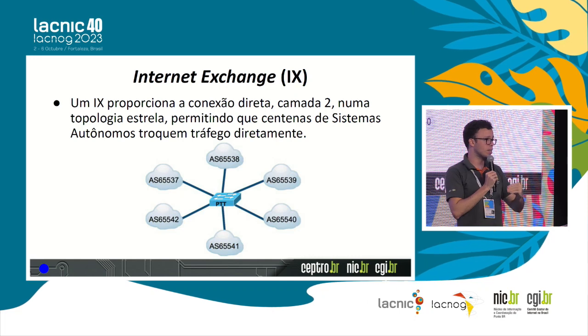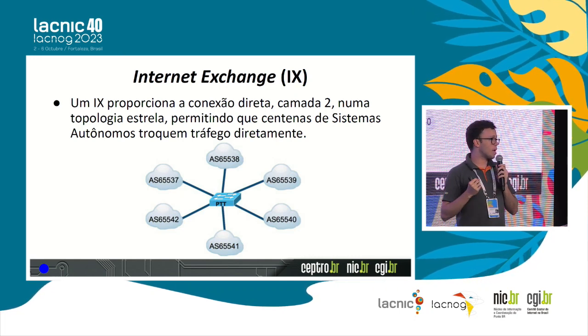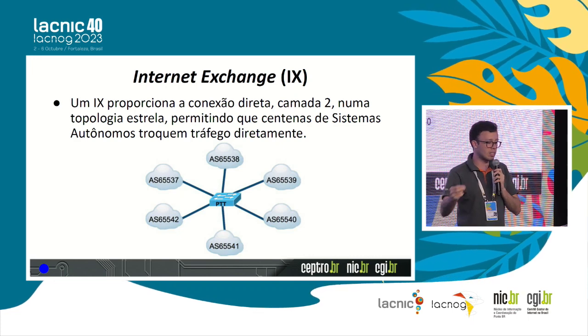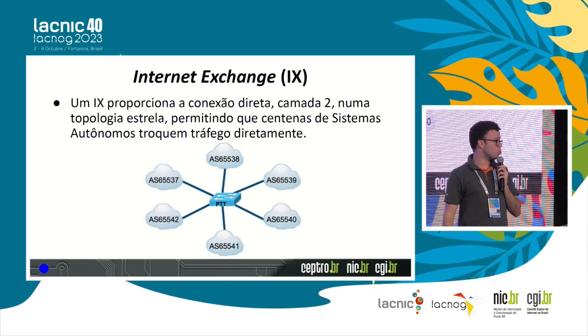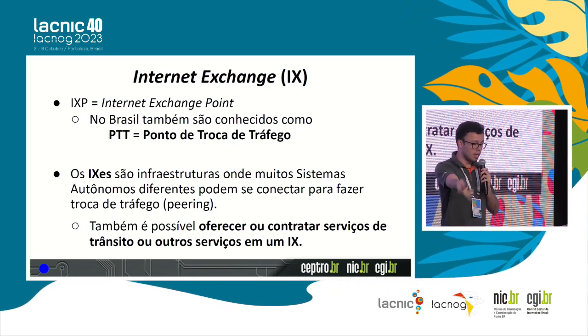In that way, they manage to have a direct connection through layer 2. This is the link, and you don't have to send a link to each of the autonomous systems.